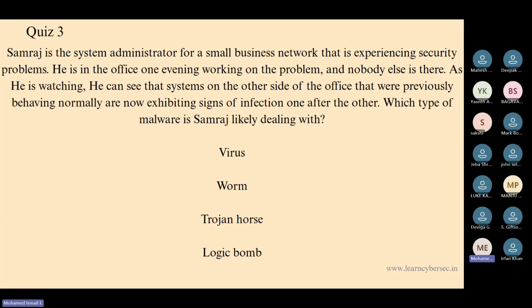A Trojan horse again needs user input. The user goes and downloads some software for work, and along with that software, the Trojan horse implants the malware. So Trojan horse is not the right answer here.